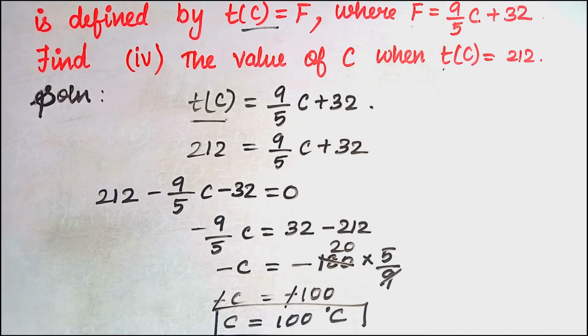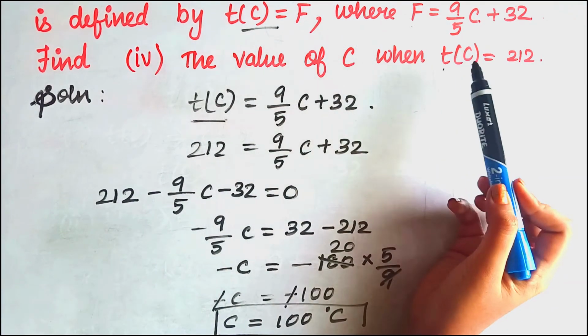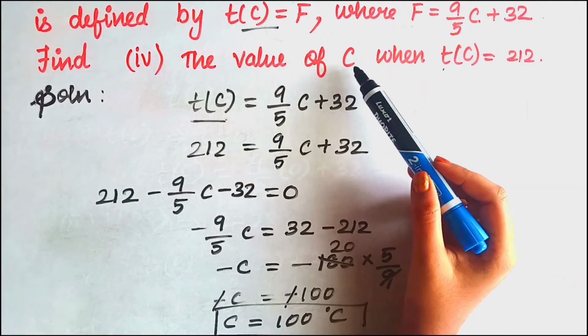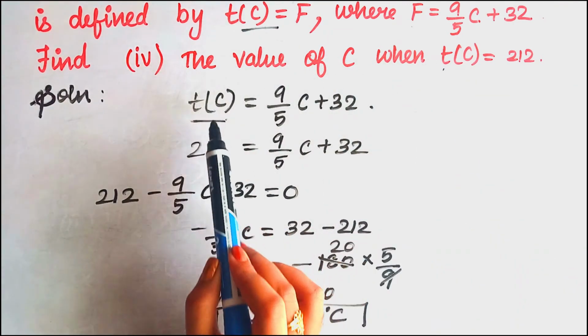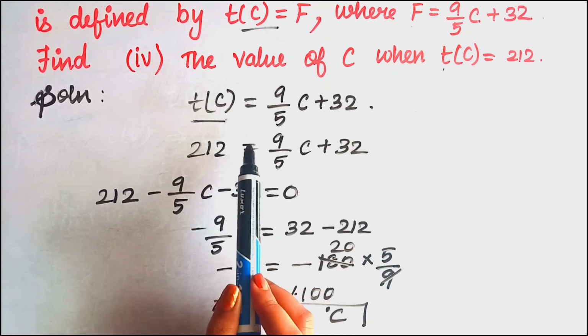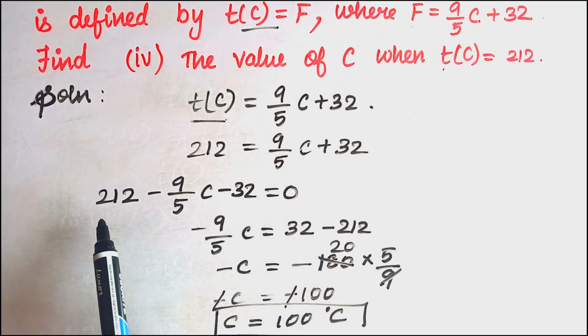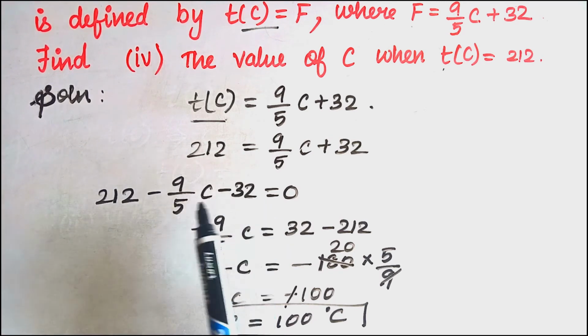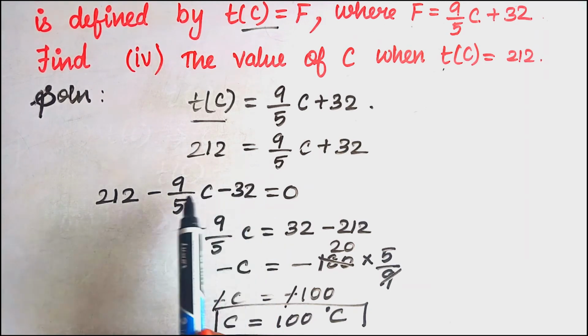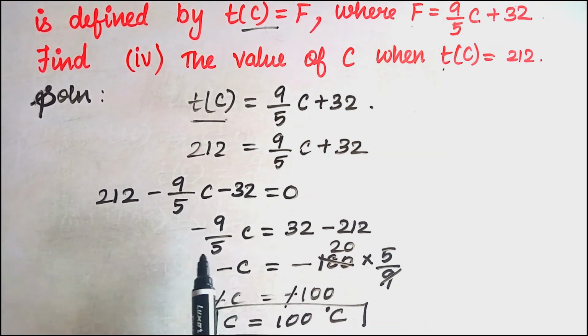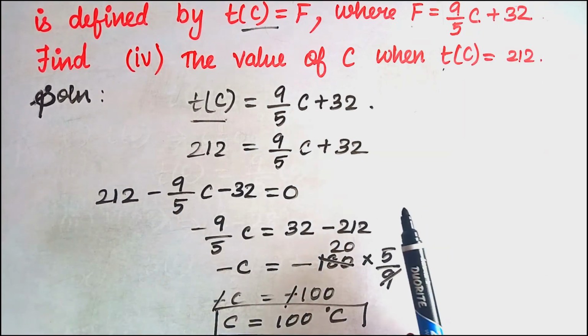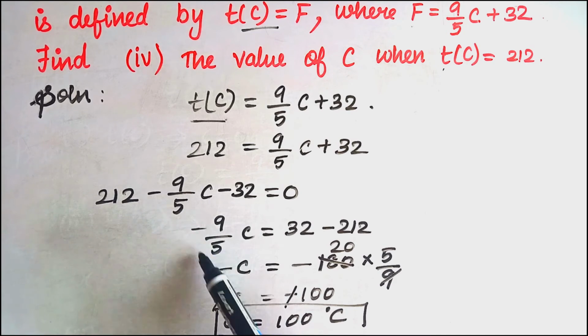Now let's take a quick review before going to the fifth subdivision. They have given the value of t of c, and we have to find the value of c. So in the place of t of c, we are substituting 212, and in order to find the value c, we are taking everything to the left hand side, so that we'll get this term, and then keeping that c term to the left hand side, and we are taking other terms to the right hand side, and then we are solving this equation and finding the value of c.